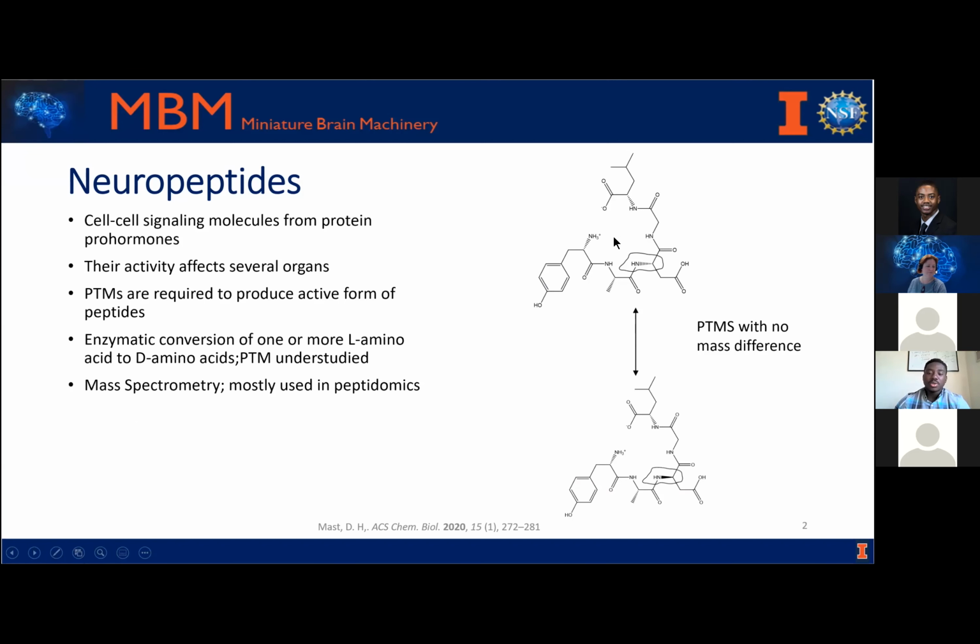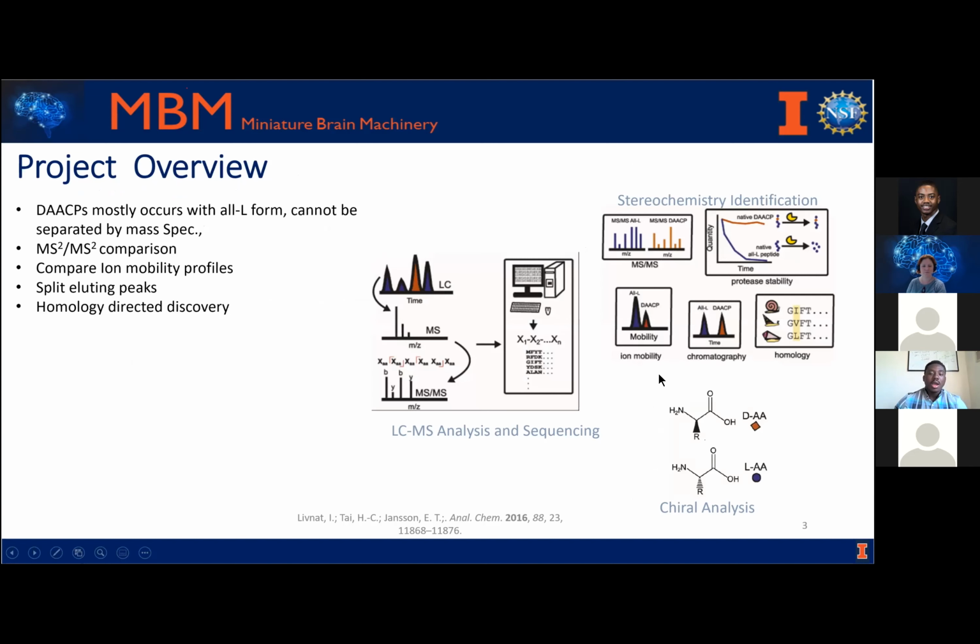And as you can see within this peptide here, the only difference is the change in the chiral center right here, from an L to a D form. There is no mass difference, so mass spectrometry cannot easily distinguish between these peptides. However, mass spectrometry still remains one of the state-of-the-art instruments that you want to employ because of its high accuracy.